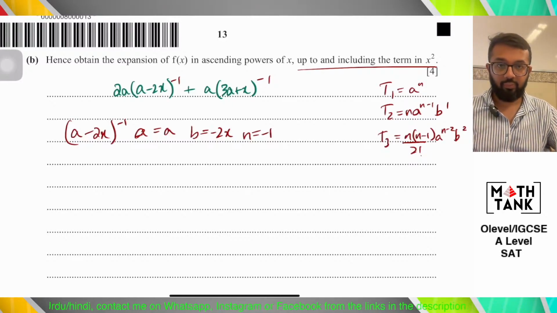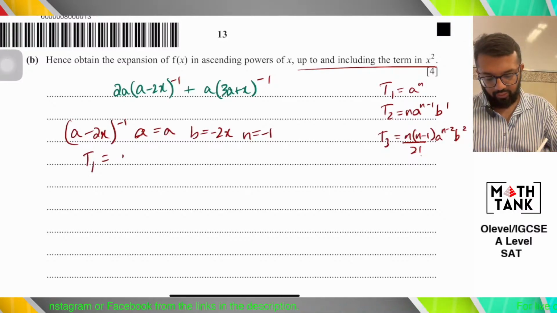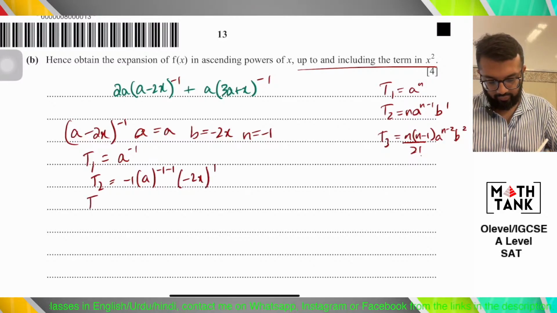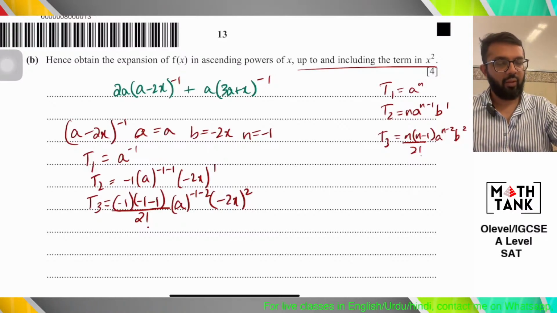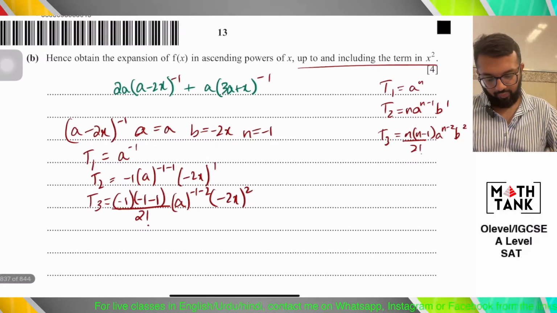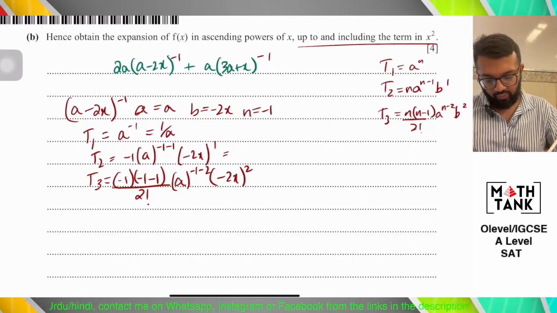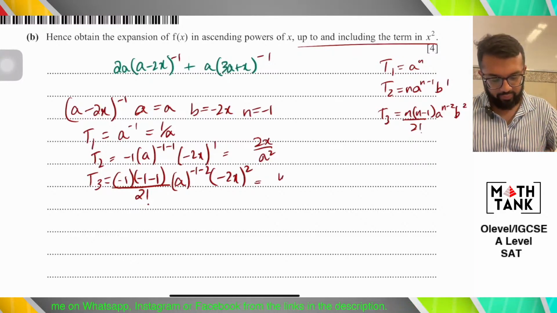Okay, term number 1 is 1 over a, term number 2 is, so 1 over a, and then the numbers are tricky, so a square in the denominator, so that's 2x over a square, and then we have the number here, that's 1 and 4, that's 4x square over a cubed.